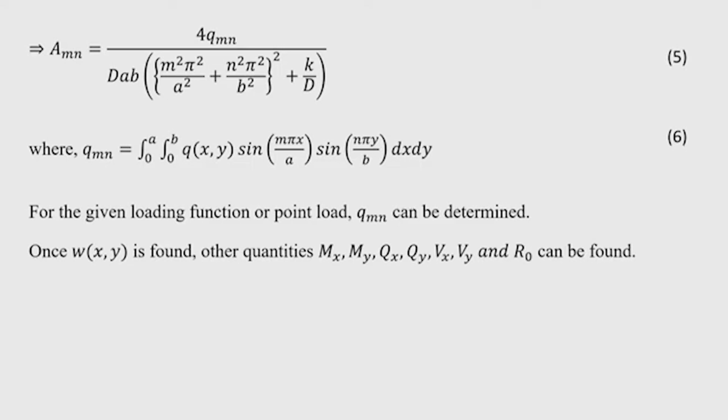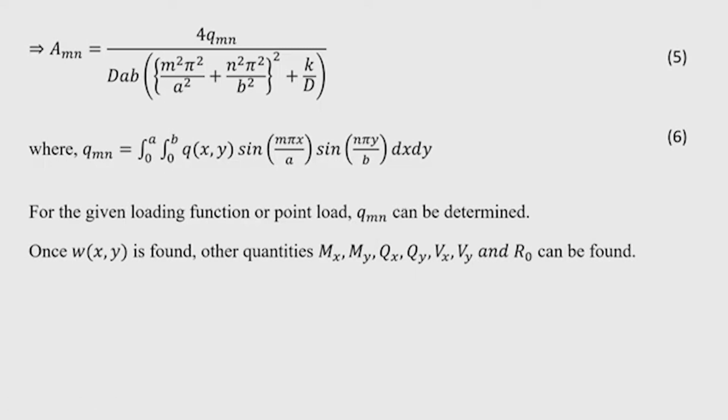So, Q_mn is the integration of q(x,y) sin(m pi x by a) sin(n pi y by b) dx dy, where the integration is carried out with respect to x in the limit 0 to a and with respect to y in the limit 0 to b. For the given loading function or point load, Q_mn can be determined.